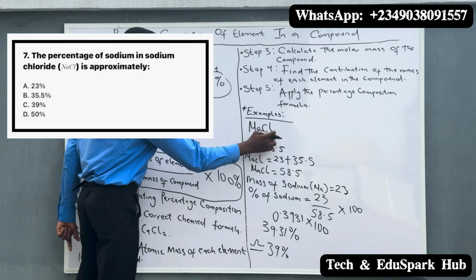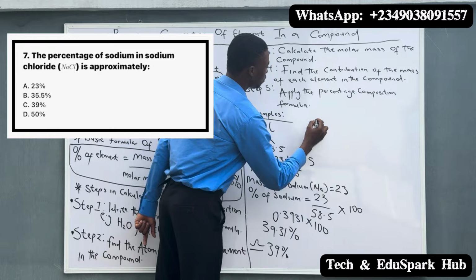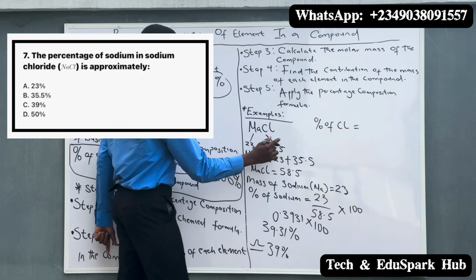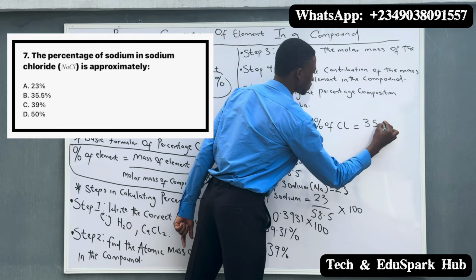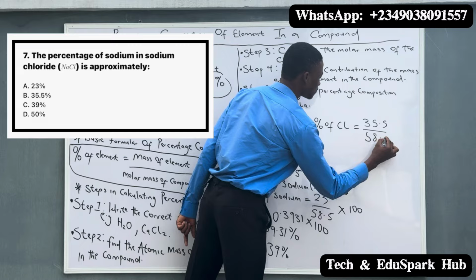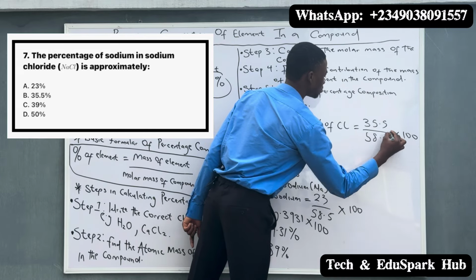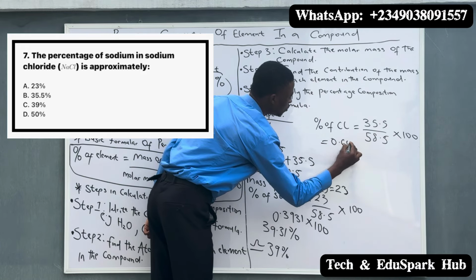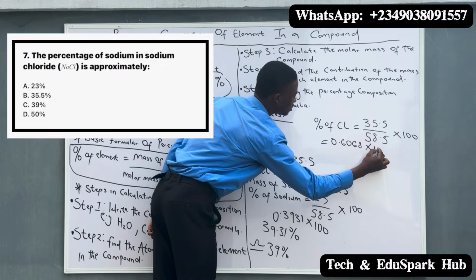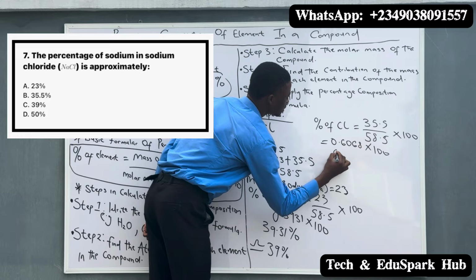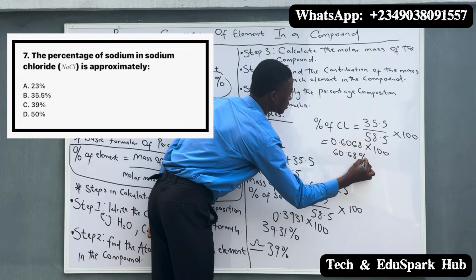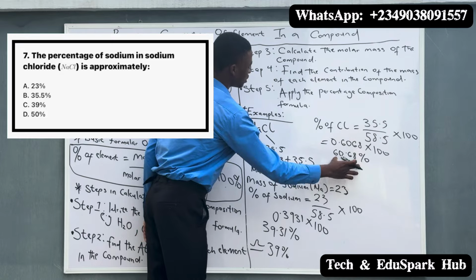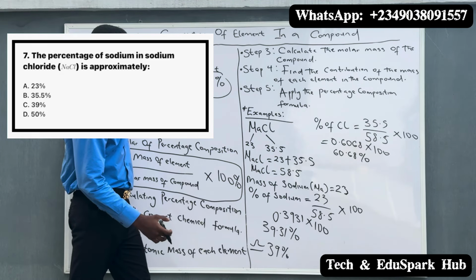But just because chlorine is not carrying any number in this case, the percentage of Cl will be given as 35.5 divided by 58.5 multiplied by 100. When you divide this, you have 0.6068 multiplied by 100, and the percentage of chlorine will be given as 60.68%. So if you are asked to calculate the percentage composition of chlorine in this case, this is what you are going to get. But just because we are asked to calculate the percentage composition of sodium, that is why we are getting 39%.